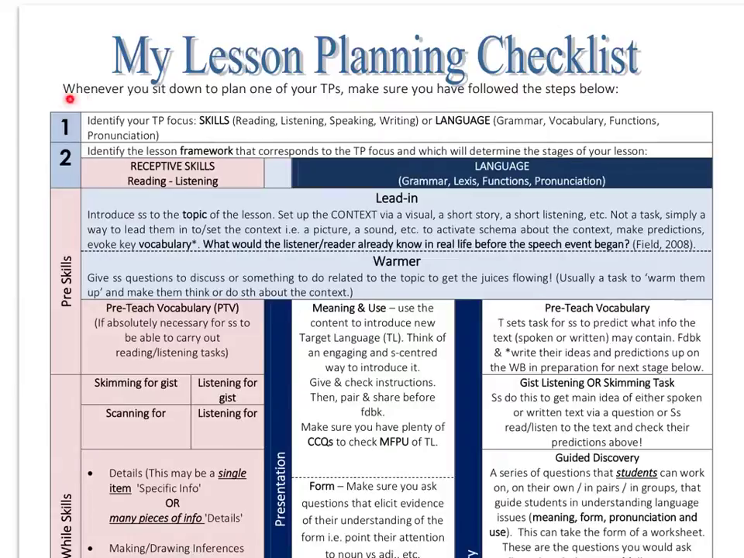Now, let's look at stage one. It's a good idea to identify your teaching practice focus. So what you're going to be teaching, is it a skills lesson or is it a language lesson? By skills, you know that we mean reading, listening, speaking, and or writing, and by language, grammar, vocabulary, functions, and or pronunciation.